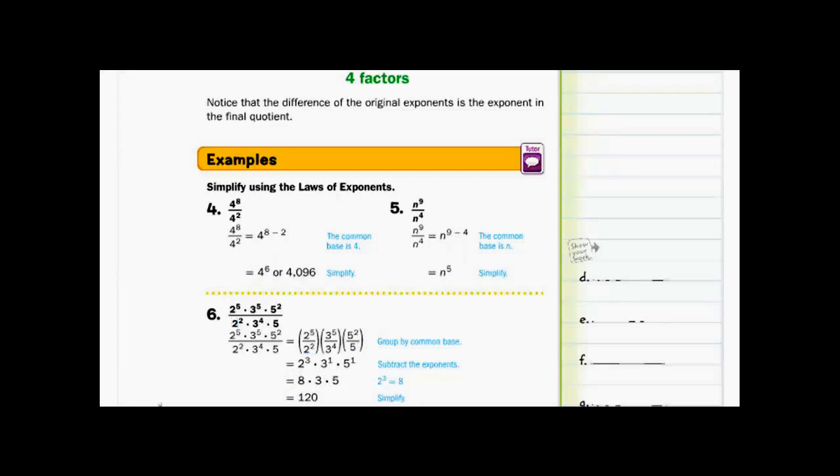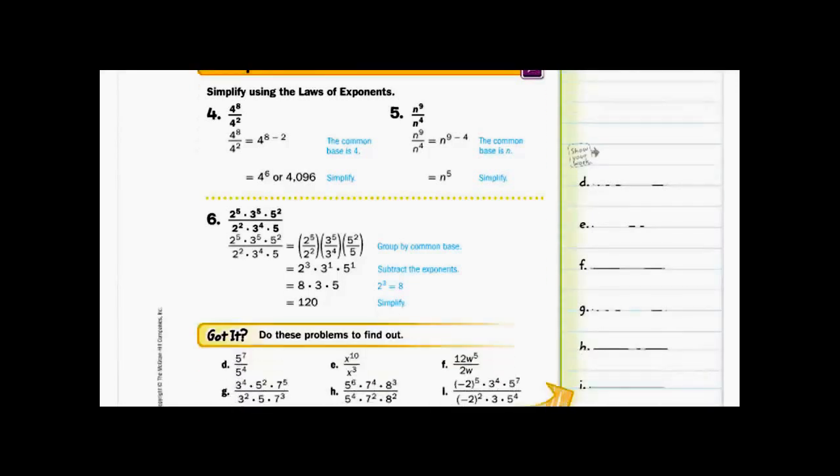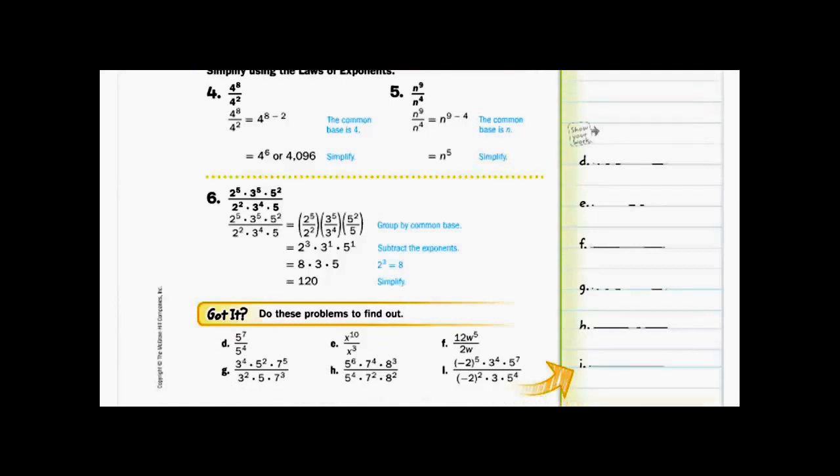All right, let's go down and do a few more here. I want you to try them quickly on your own, and then we will talk about answers. So hopefully you did, and you're back by now. So we have 5 to the 7th divided by 5 to the 4th. Subtract our exponents. D is 5 cubed. Sorry, 7 minus 4 is 3, so 5 cubed.